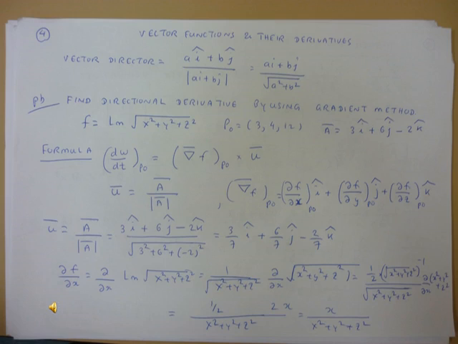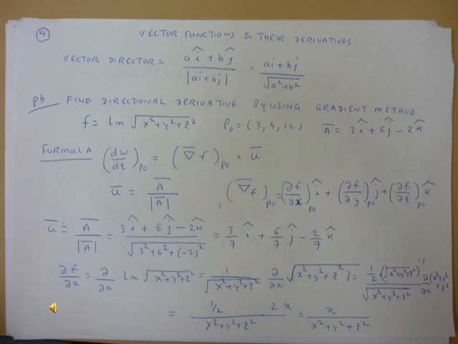So in this case, firstly, we have to calculate the unit vector u equal to A vector divided by A magnitude. So the A vector is 3i plus 6j minus 2k. The A magnitude is the square root of 3 squared plus 6 squared plus minus 2 the whole squared. So we solve it: 3 by 7 i plus 6 by 7 j minus 2 by 7 k. And then we calculate del F by del X.